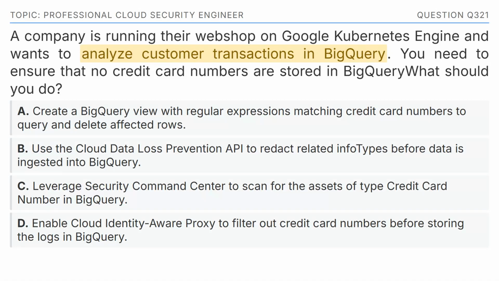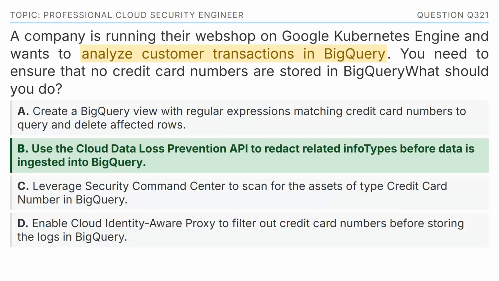To arrive at the correct answer, we focus on the keywords: analyze customer transactions in BigQuery, ensure that no credit card numbers are stored in BigQuery. The correct answer is option B. Use the Cloud Data Loss Prevention API to redact related info types before data is ingested into BigQuery.